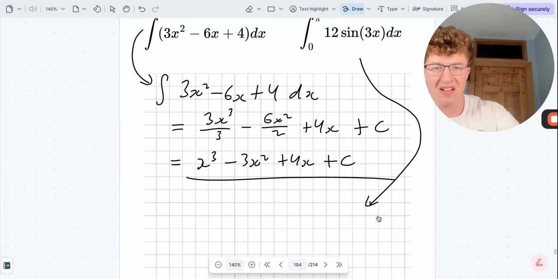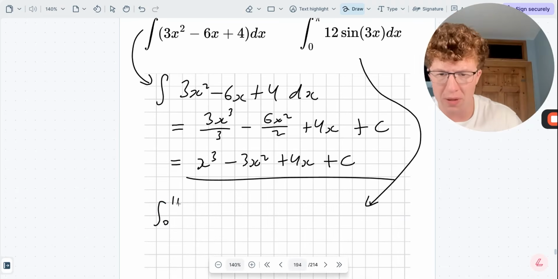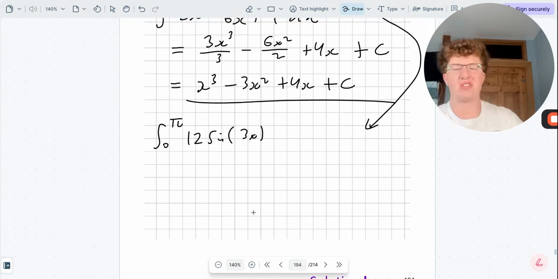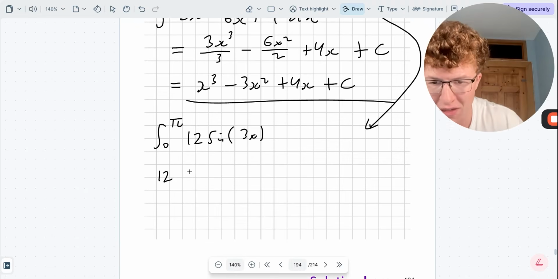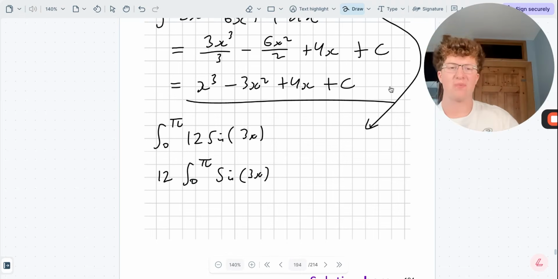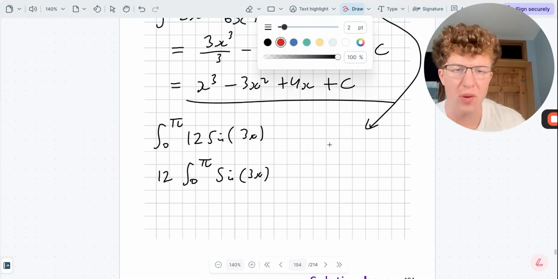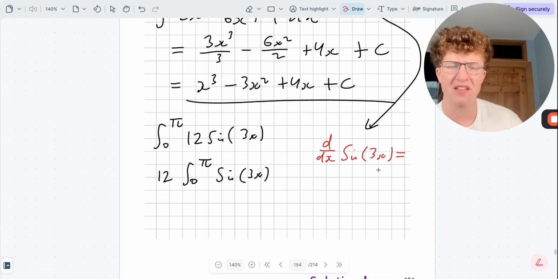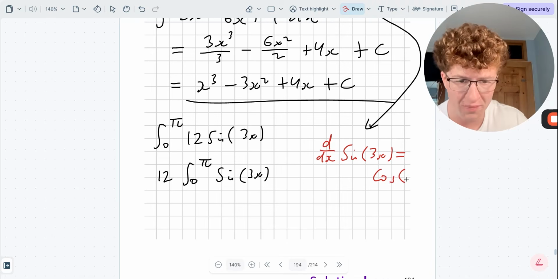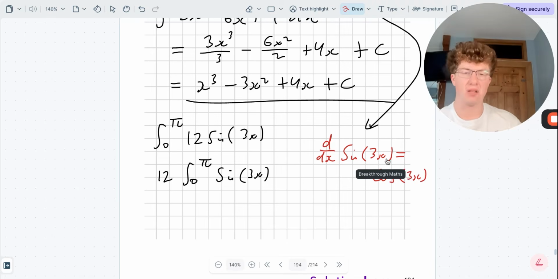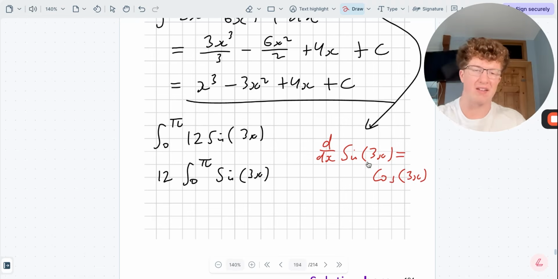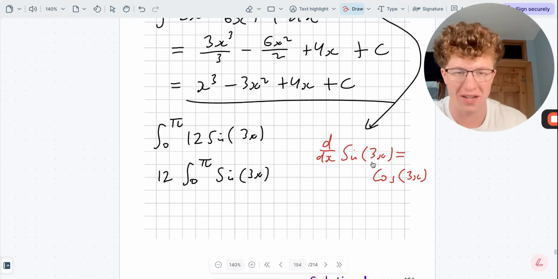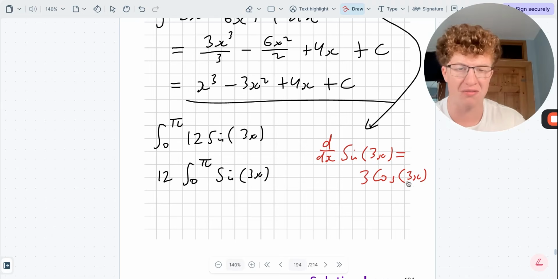Then the next guy, slight bit trickier. We have the integral from 0 to pi of 12 sine of 3x. Well, immediately, just to make it easier, we can take the 12 outside. So we can do 12 times the integral from 0 to pi of sine of 3x. Now, in red here, I'll write, if we were to differentiate the sine of 3x, we know the derivative of sine is cosine of 3x, but we would then have to multiply by the derivative of what's in the bracket. So that's going to be 3 cos 3x, the derivative there.